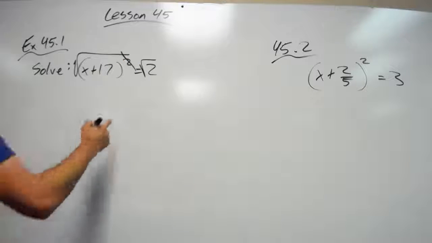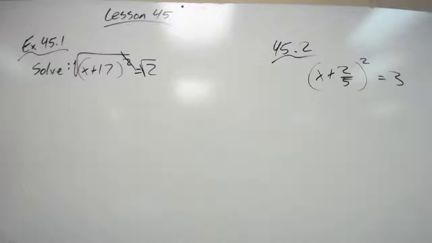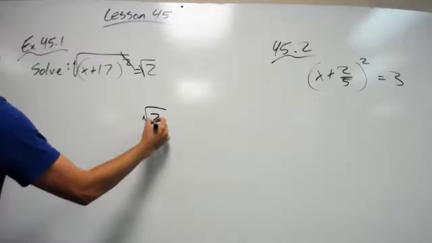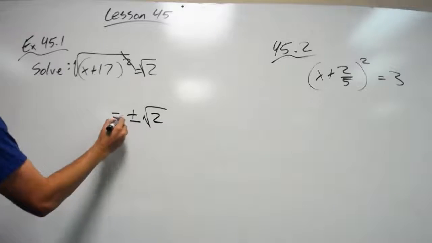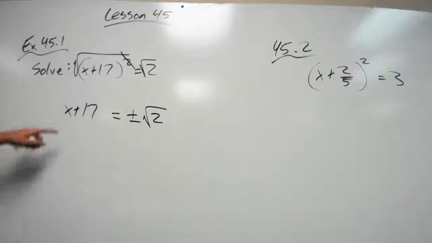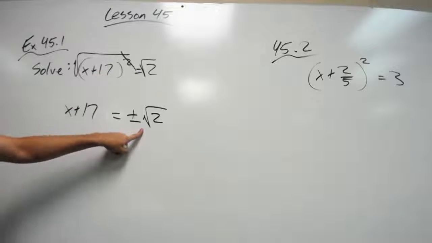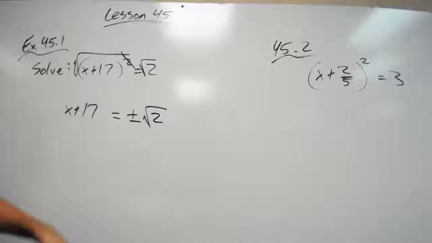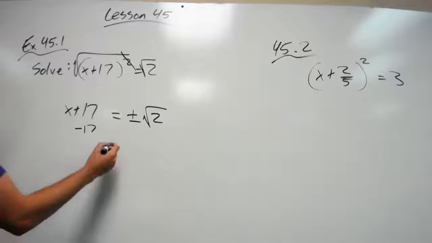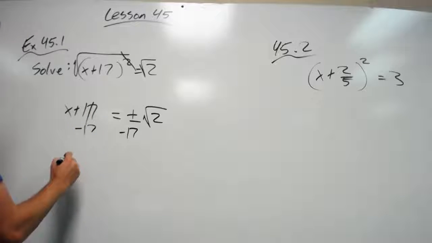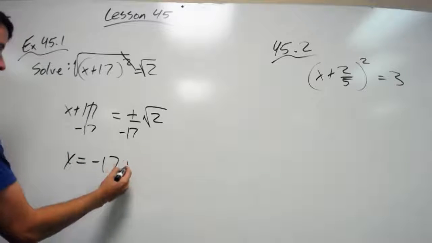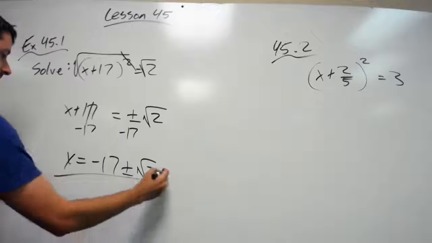Now when we say square root of 2, though, what we have to do, just like we said in the past, is we have to do plus or minus in front of it. So now we're at x plus 17 equals plus or minus square root of 2. Because this squared, if we went back to it, could be a plus or negative. Now from here, it's very easy to solve. Get x by itself, subtract 17, subtract 17. So you get x equals negative 17 plus or minus square root of 2. And that would be your answer.